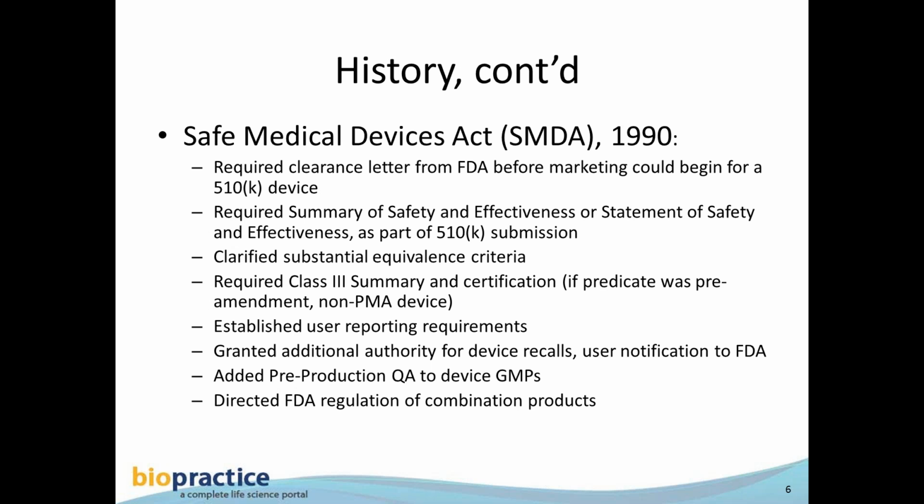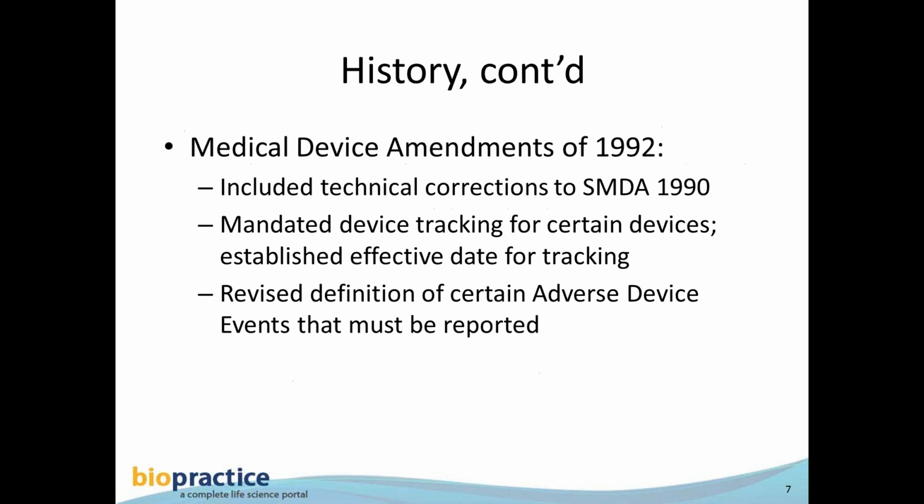For instance, the Safe Medical Devices Act in 1990 is the legislation that required a letter from the FDA before you could begin marketing a 510K device. And this is where the requirement for summaries of safety and effectiveness, or statements of safety and effectiveness, were required as part of a 510K submission. It clarified the substantial equivalence criteria and established user reporting requirements. This is also where what the term used then, pre-production QA, was added to device GMPs, as well as describing how FDA was going to regulate combination products.